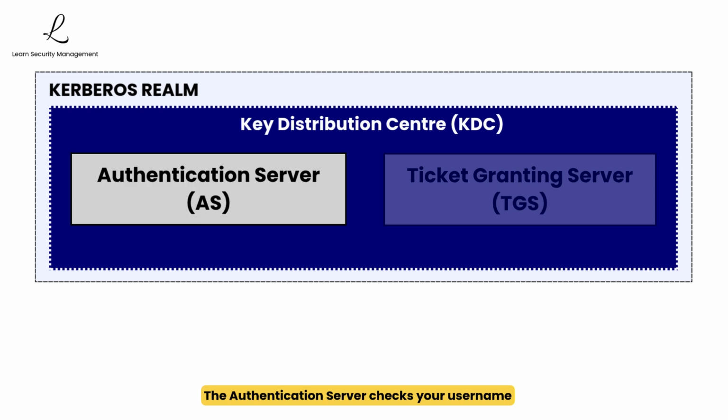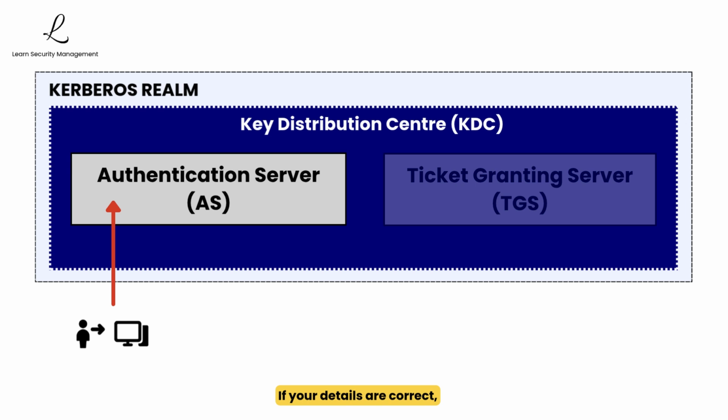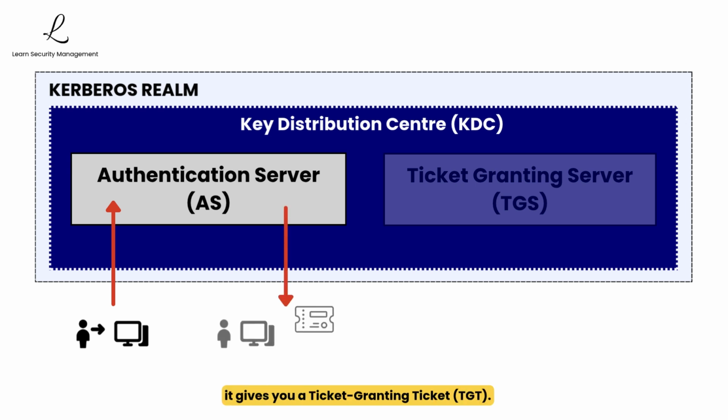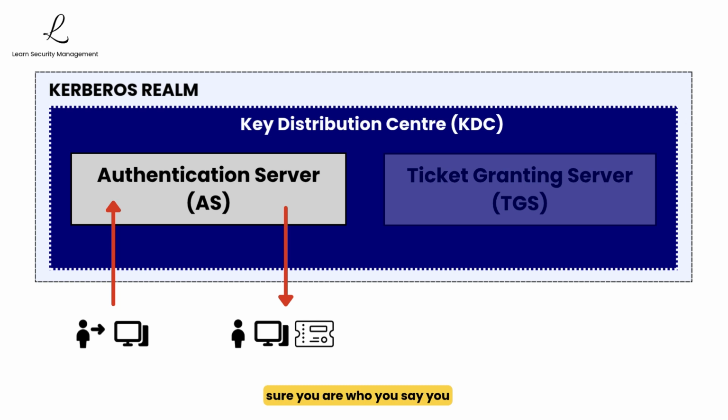The authentication server checks your username and password when you first log in. If your details are correct, it gives you a ticket granting ticket. We will look at the detailed steps of this process shortly. The authentication server is the first checkpoint in Kerberos. It keeps a list of user accounts and makes sure you are who you say you are. Instead of sending your password over the network, it uses secure methods to confirm your identity.